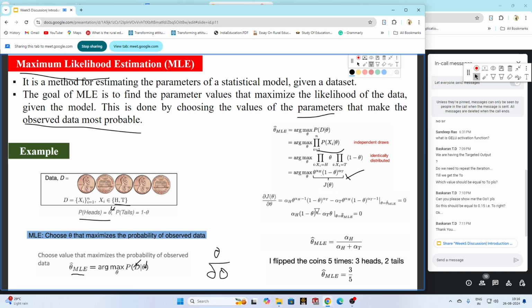Now we have to do the differentiation of J(theta). So dJ(theta) by d theta, when you differentiate it, you will get this thing. This will be the maximum likelihood estimation. Theta MLE will be equal to alpha_h, the number of heads, divided by the number of heads plus the number of tails. So if you are given 5 flips and you got 3 heads and 2 tails, your theta MLE will come to 3 by 5.